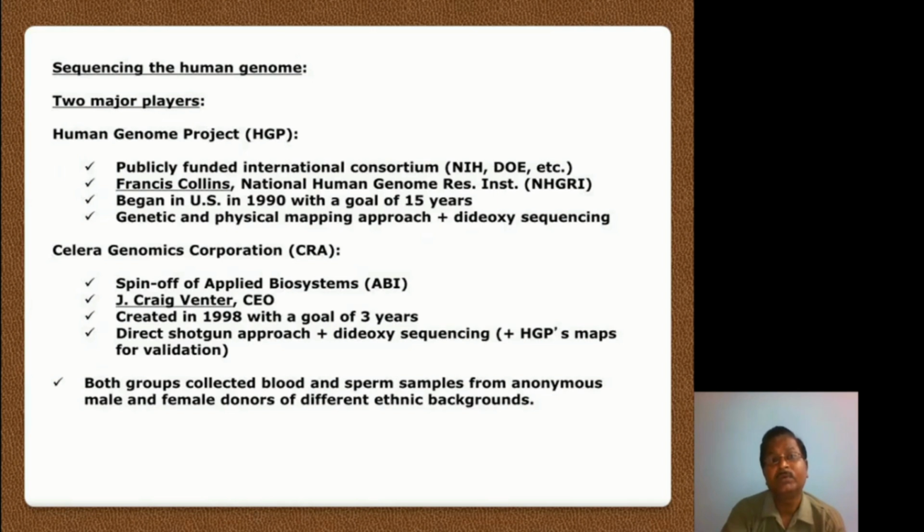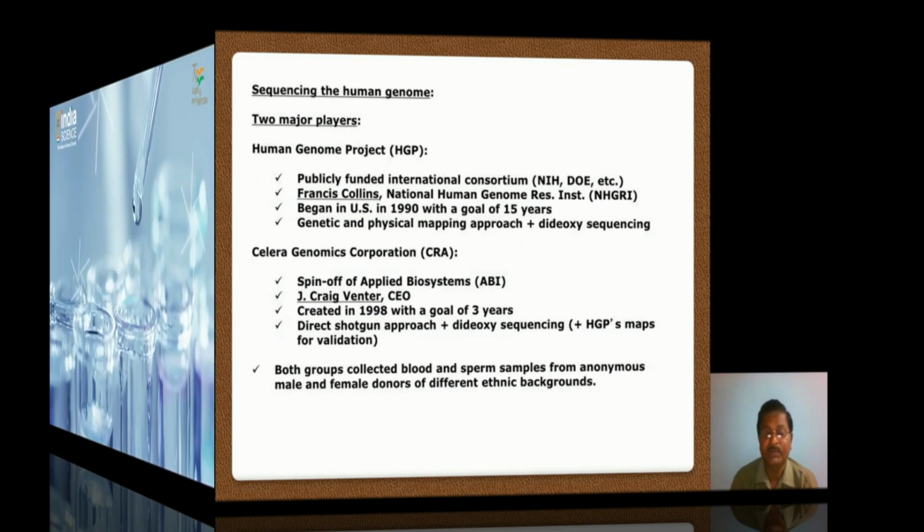Sequencing the human genome, here we have two major players. One is called HGP, the other one is called CRA. What is HGP? The Human Genome Project, a publicly funded international consortium like NIH, DOE, etc. Then Francis Collins, National Human Genome Research Institute, NHGRI. It began in the US in 1990. They started with a goal of 15 years. Then a genetic and physical mapping approach and dideoxy sequencing was done.